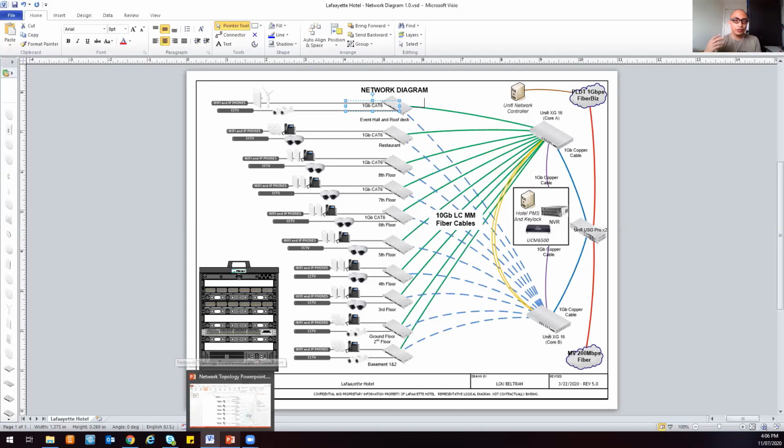Stay tuned for future videos. The next video after this one is where we're going to be hooking up our Unifi Security Gateway Pro and connecting it to the internet.